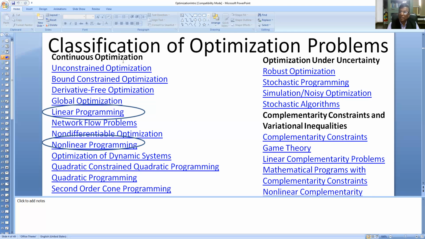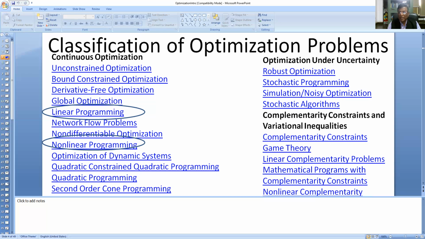But in case of discrete, there is a limitation on how many variables we are going to take. So you see here, in continuous optimization, there is unconstrained optimization, bound constraint optimization, derivative free optimization, global optimization, and this highlighted linear programming. You have gone through it at your 12th level. Network flow problems, non-differentiable optimization, non-linear programming. You have also seen this. Optimization of dynamic systems, quadratic constraint quadratic programming, second order cone programming. These are some specific types of continuous optimization.